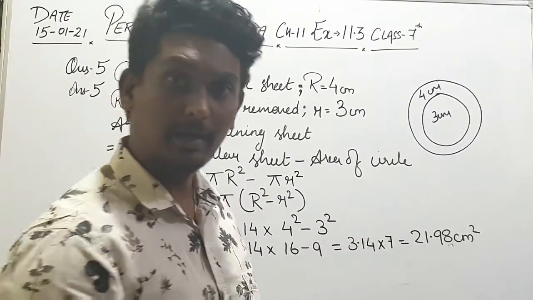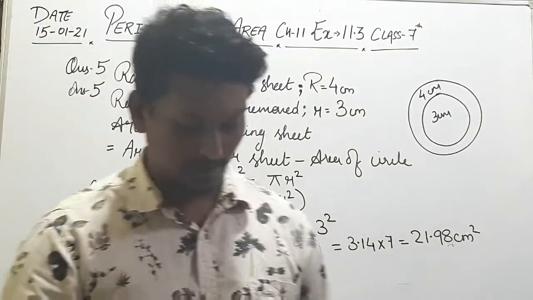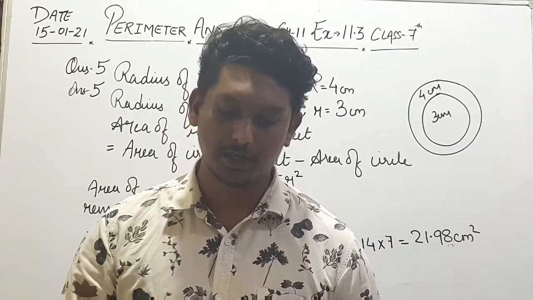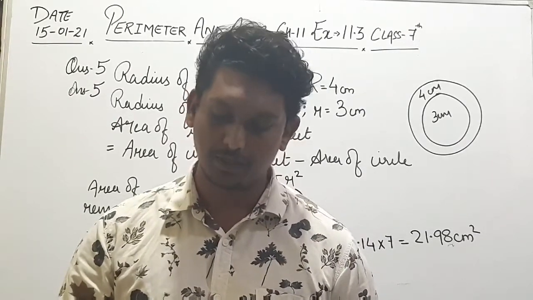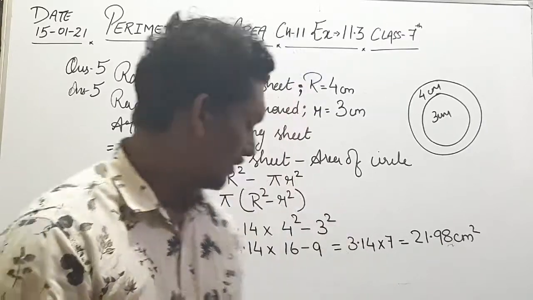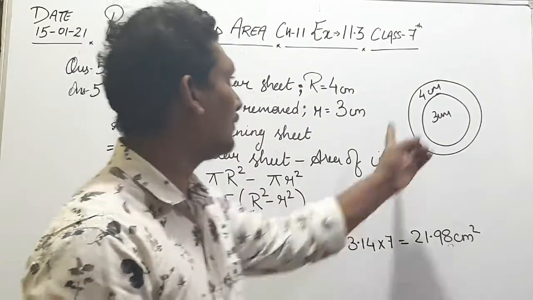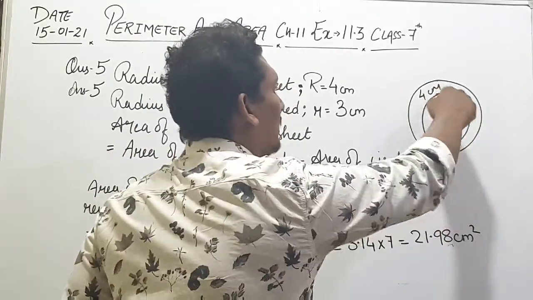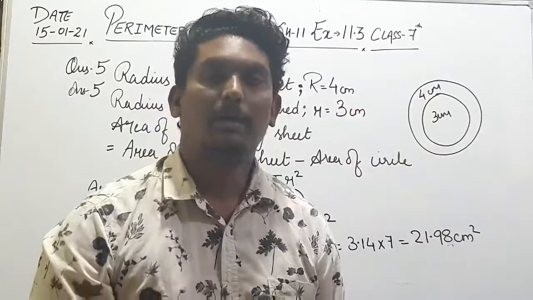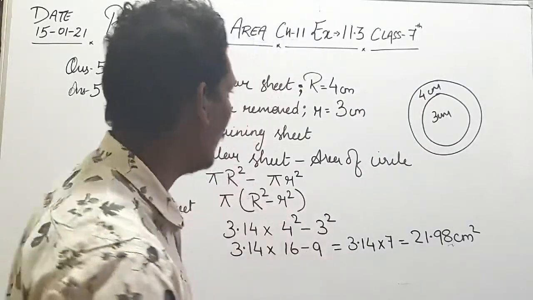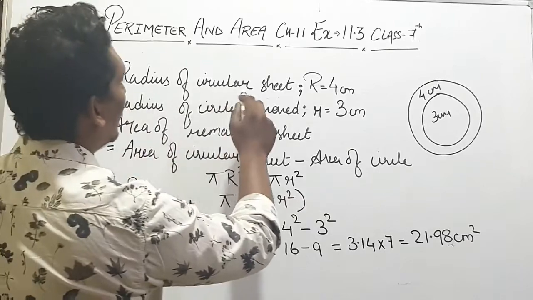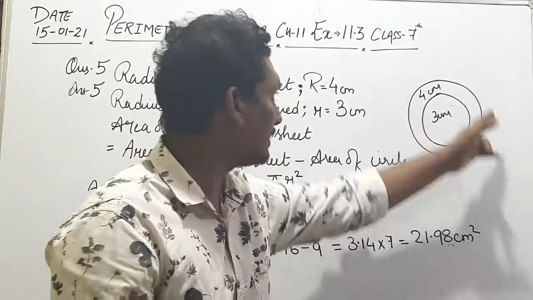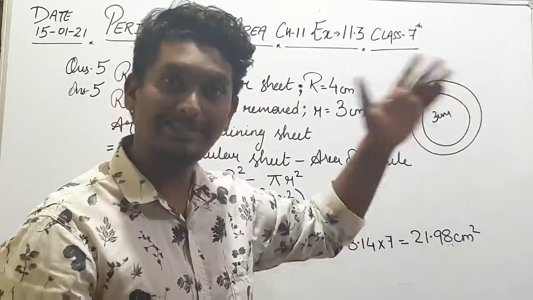Okay, now come to question number 5. I'm just reading the question. From a circular sheet of radius 4 cm, a circle of radius 3 cm is removed. So find the area of the remaining sheet. One circle is of radius 4 cm, out of which a 3 cm radius circle is taken out. We have to find out the remaining sheet. So we are having 2 circles here. One is 4 cm and another is 3 cm radius, that is taken out.